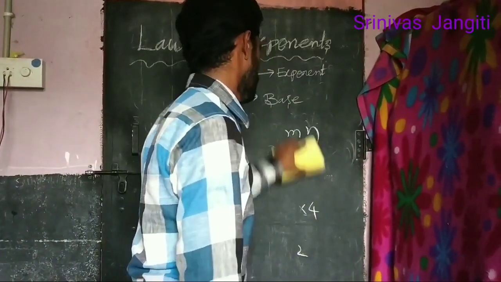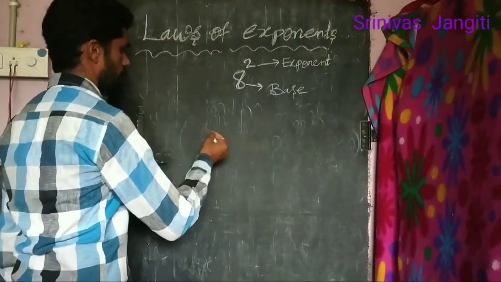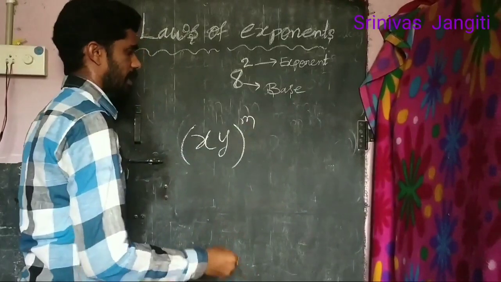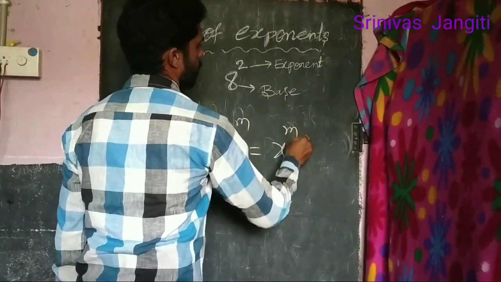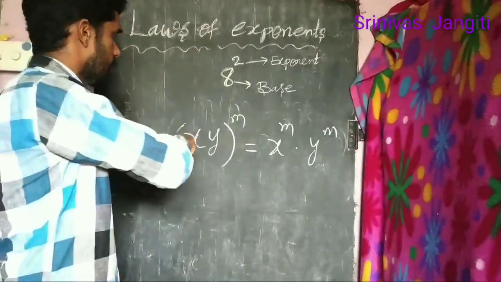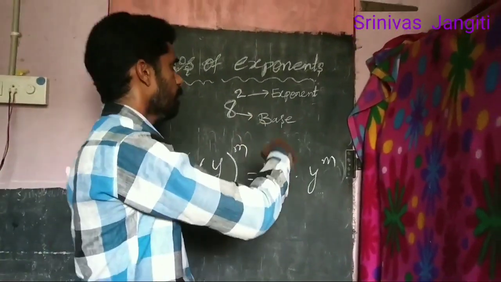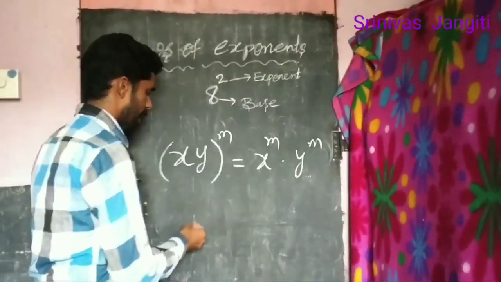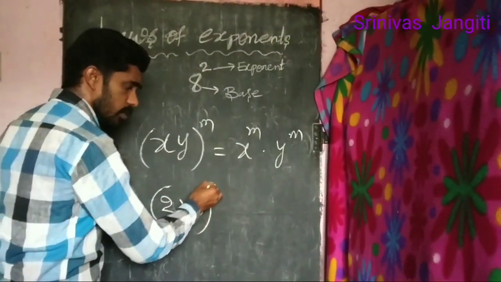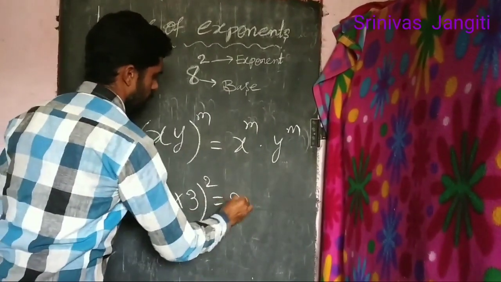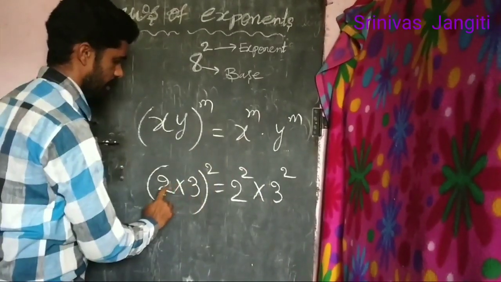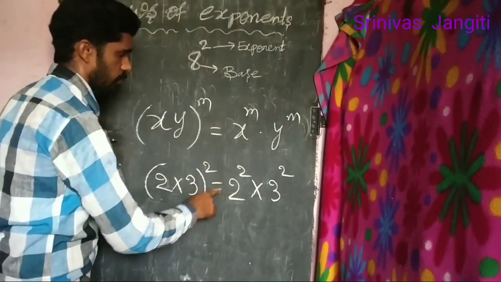Clear. Next law. What is the next law? It's so simple. There's nothing here. Suppose x y whole to the power of m. What happens here is simple. x to the power of m into y to the power of m. x y whole to the power of m is equal to x to the power of m into y to the power of m. So example, suppose this, 2 into 3 whole square. Suppose what happens here? 2 square into 3 square. Why? Because of the same only, no.